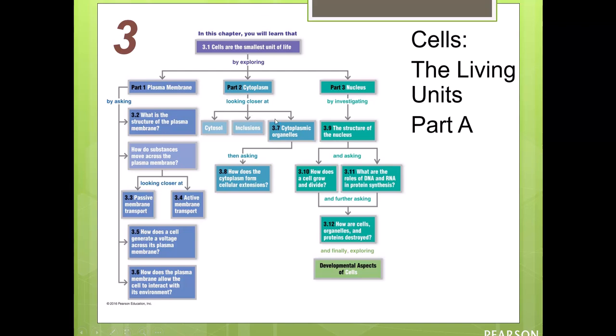Welcome students back to chapter 3. We're going to continue on with part 1. This will focus on section 3.3, which is about passive membrane transport.